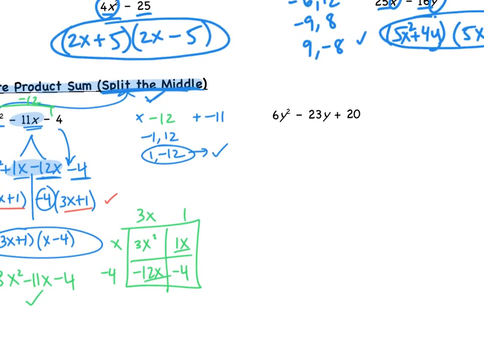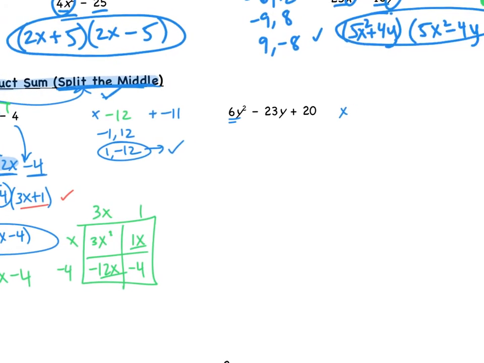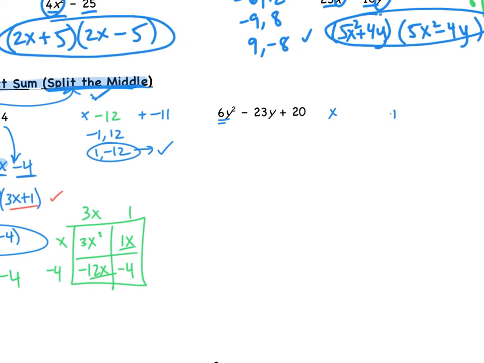So you have an example that you are going to do, and it's this next one. Again, this is a split the middle problem because that's 6 out in front. So you are looking for two numbers that multiply to something and that add to something else. In this case, adding to negative 23 and multiplying not to 20, but remember we got to use that 6. 6 times 20 is 120. So you are looking for two numbers that multiply to 120 and add to negative 23.